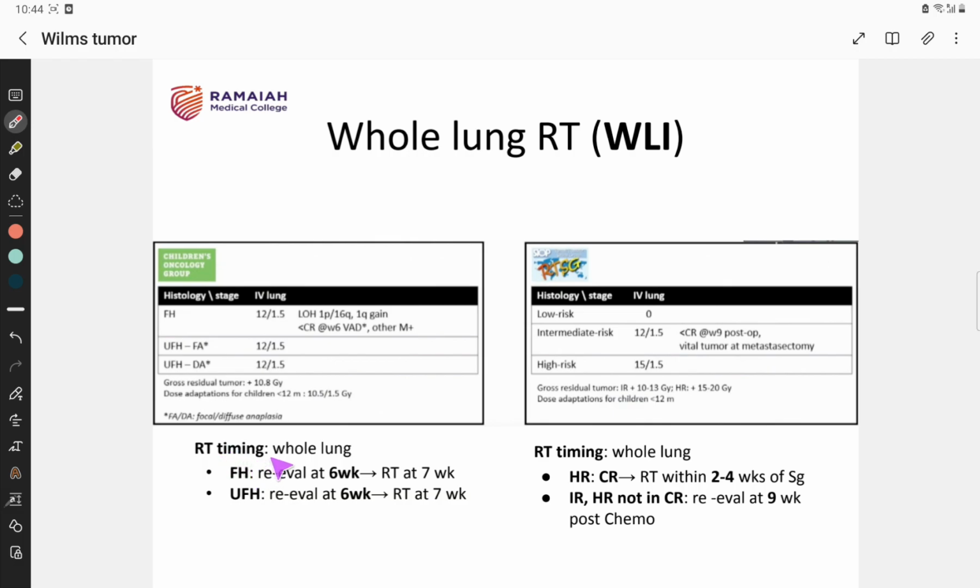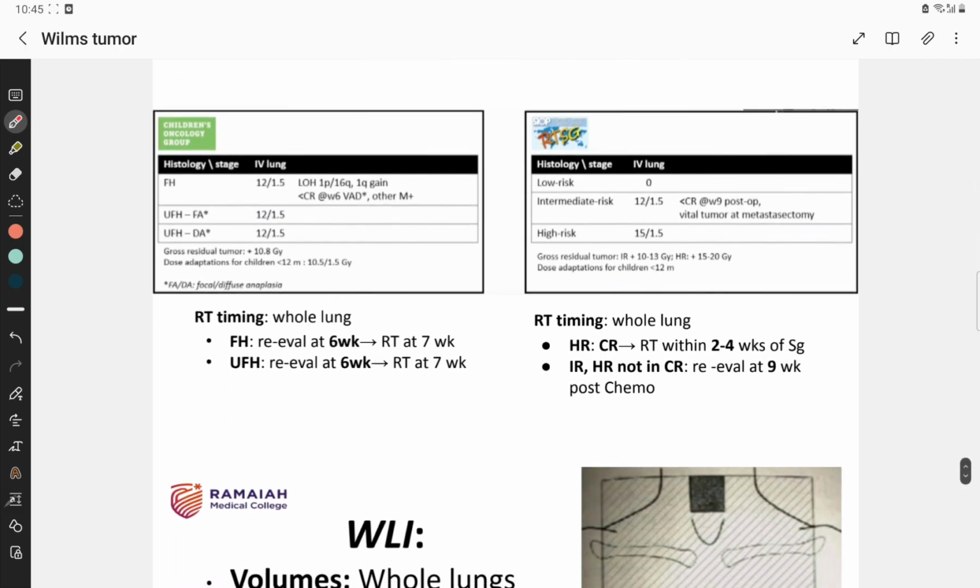So when do you treat the lung? According to COG, favorable, unfavorable, you have to evaluate at 6 weeks and give RT at 7 weeks for the whole lung irradiation. For RT timing according to SIOP, in high risk where there is complete response, you have to start RT within 2 to 4 weeks. If there is no complete response, you have to reevaluate at 9 weeks post chemo and then consider.